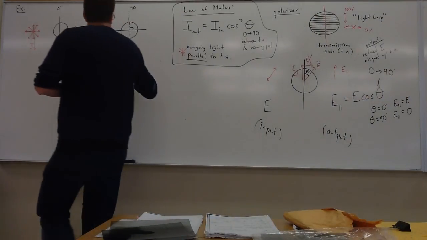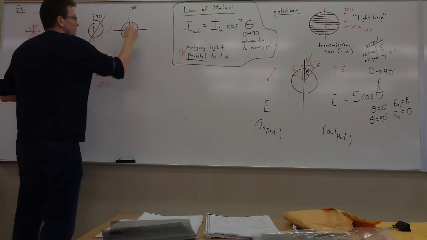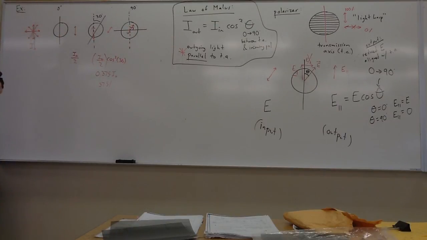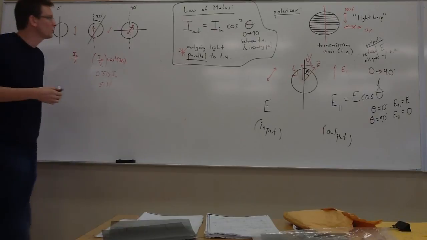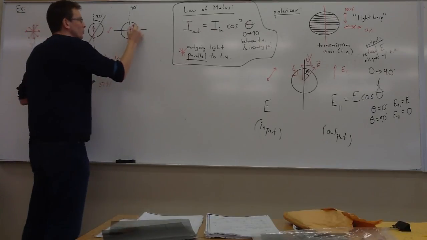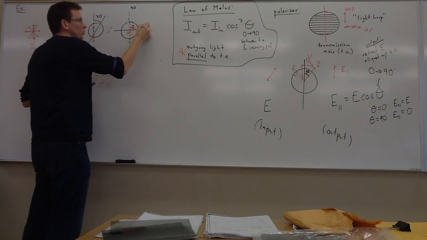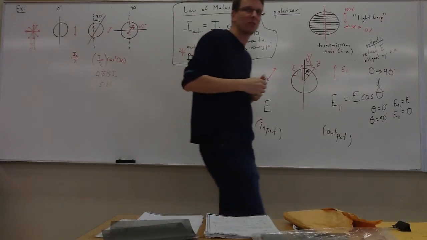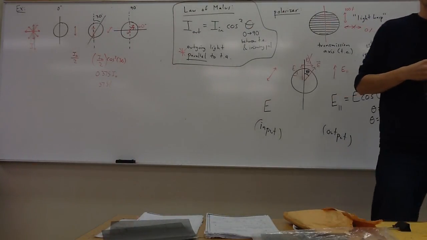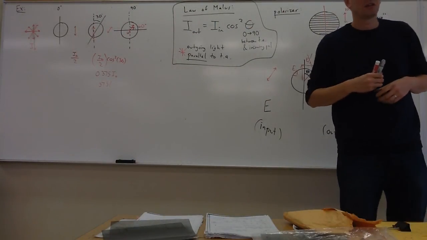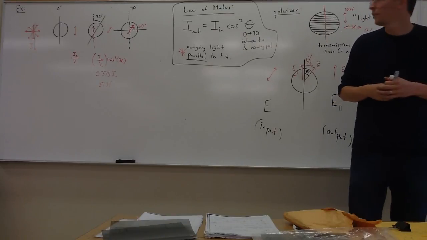Now here we have to be careful. This comes in like this. What angle should we use in the equation? Should we use 90? No? Should we use 30? What should we use? 60. So be really careful when you're doing these problems to measure the angle between the incoming polarization and the transmission axis. That may not be handed to you on a silver platter. You need to work it out sometimes.